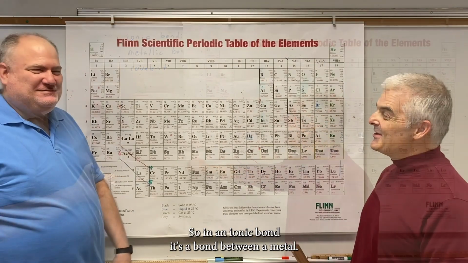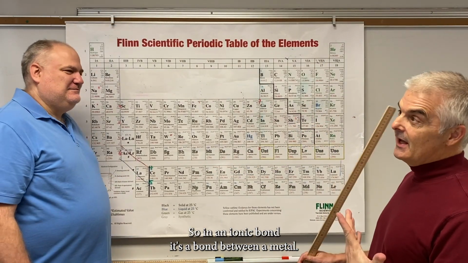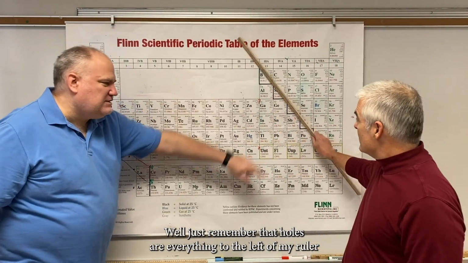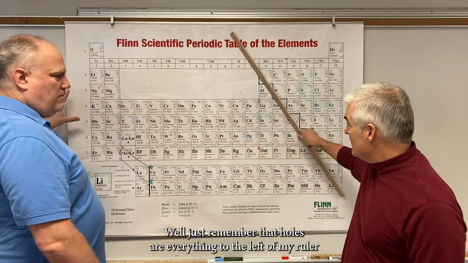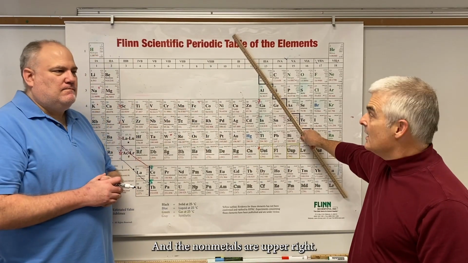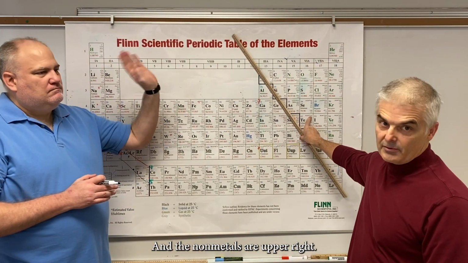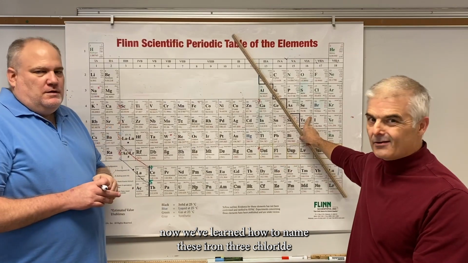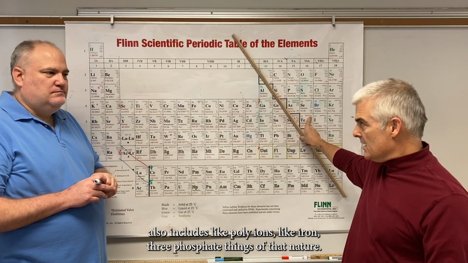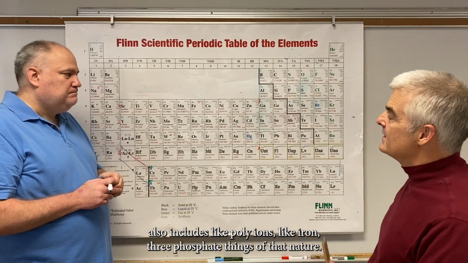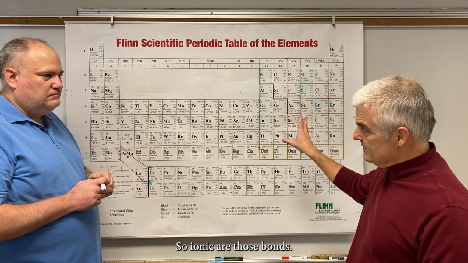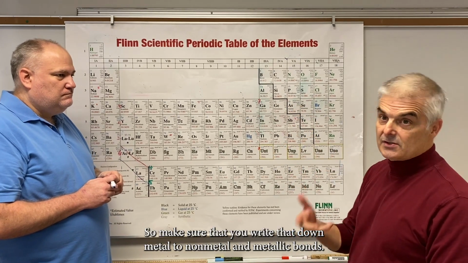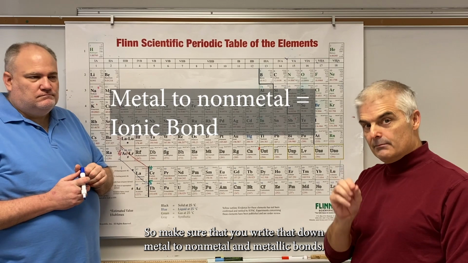So in an ionic bond, it's a bond between a metal, which, remember, the metals are everything to the left of my ruler, so to speak, and the non-metals are upper right. Now, we've learned how to name these. Iron(III) chloride. Also includes polyatomic ions, like iron(III) phosphate, things of that nature. So ionic are those bonds. Make sure that you write that down: metal to non-metal.